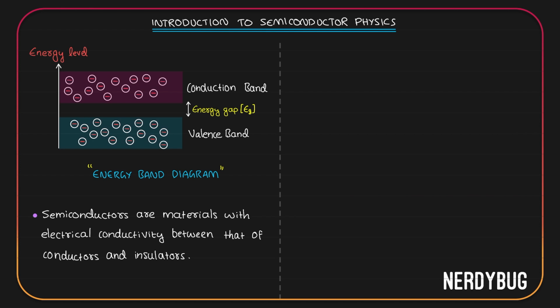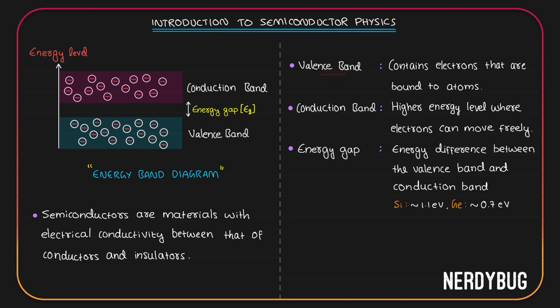Let us also define conduction band, valence band, and energy gap. Valence band includes the lower energy levels where the electrons are bound to the atoms. Conduction band has the higher energy levels where the electrons can move freely. Energy gap is the energy difference between the valence band and conduction band. For silicon, it is approximately 1.1 electron volt, and for germanium, it is approximately 0.7 electron volt.